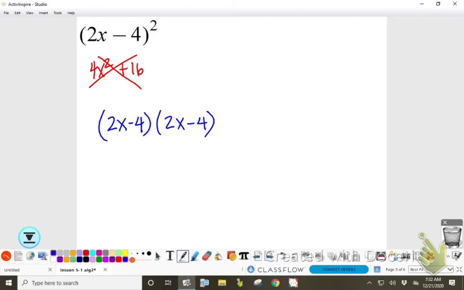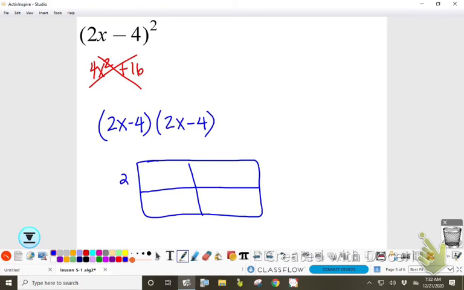Now you have a binomial times a binomial, so that's a 2 by 2 box, and then fill it in and start multiplying, okay? And you'll see the difference in the answer here in a second. So again, don't just square the first term and the last term and call it good. That's not correct. You'll see how similar the answer is, but it's not quite. So I get 4x squared minus 8x and plus 16.